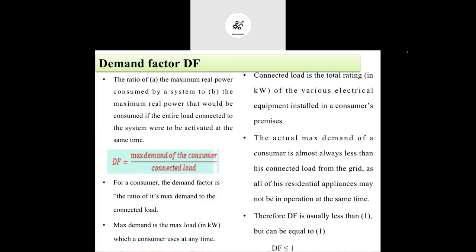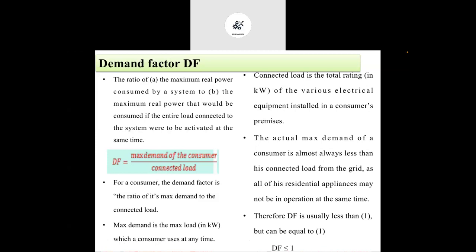For a consumer, the demand factor is the ratio of its maximum demand to the connected load, and for the generator, or the supply side, it is the ratio of the maximum real power consumed by the system to the maximum real power that would be consumed if all the load were connected in that grid. The maximum demand is the maximum load used at any particular time. Connected load is the total rating of the various electrical equipment installed in the consumer premises. We have to add the total rating of all these devices. That will be your connected load.